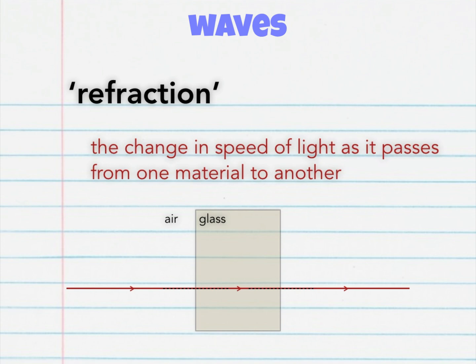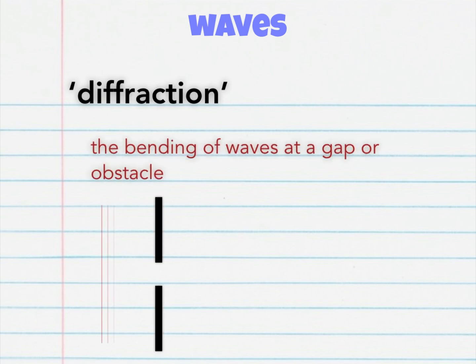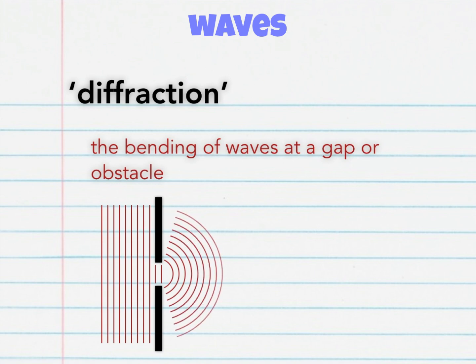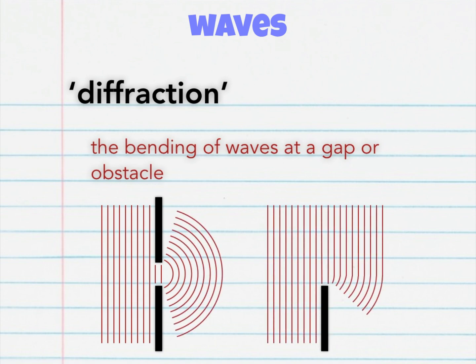Next up, we have diffraction. The important difference here is that there's no change in the speed of the wave, and the wave isn't passing from one material to another. Diffraction is the bending of waves at a gap, as shown in this diagram, or obstacle, as shown here. Make sure that you also know how the wavelength of the waves affects how much diffraction takes place.